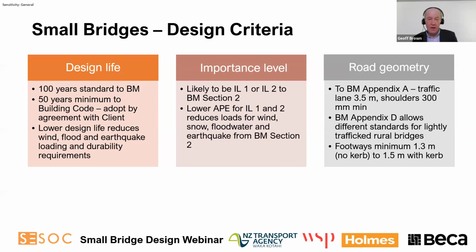The road geometry on the bridge itself is normally to the Bridge Manual Appendix A. Traffic lanes are normally 3.5 meters wide, and shoulders vary in width, but down to a minimum of 300 millimeters. If we use Bridge Manual Appendix D, which allows different standards for likely trafficked rural bridges, we can reduce the geometry requirements. And footways, if we have them, would normally be a minimum of 1.3 meters if there's no curb, or 1.5 meters with a curb.